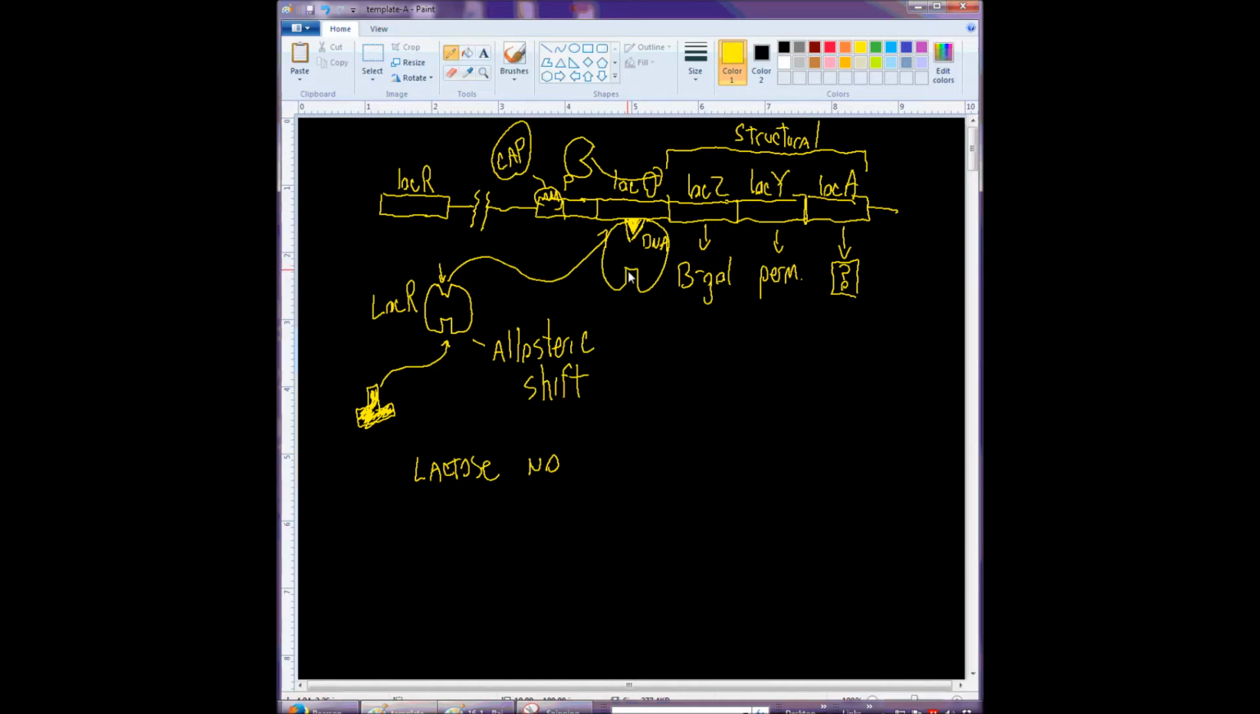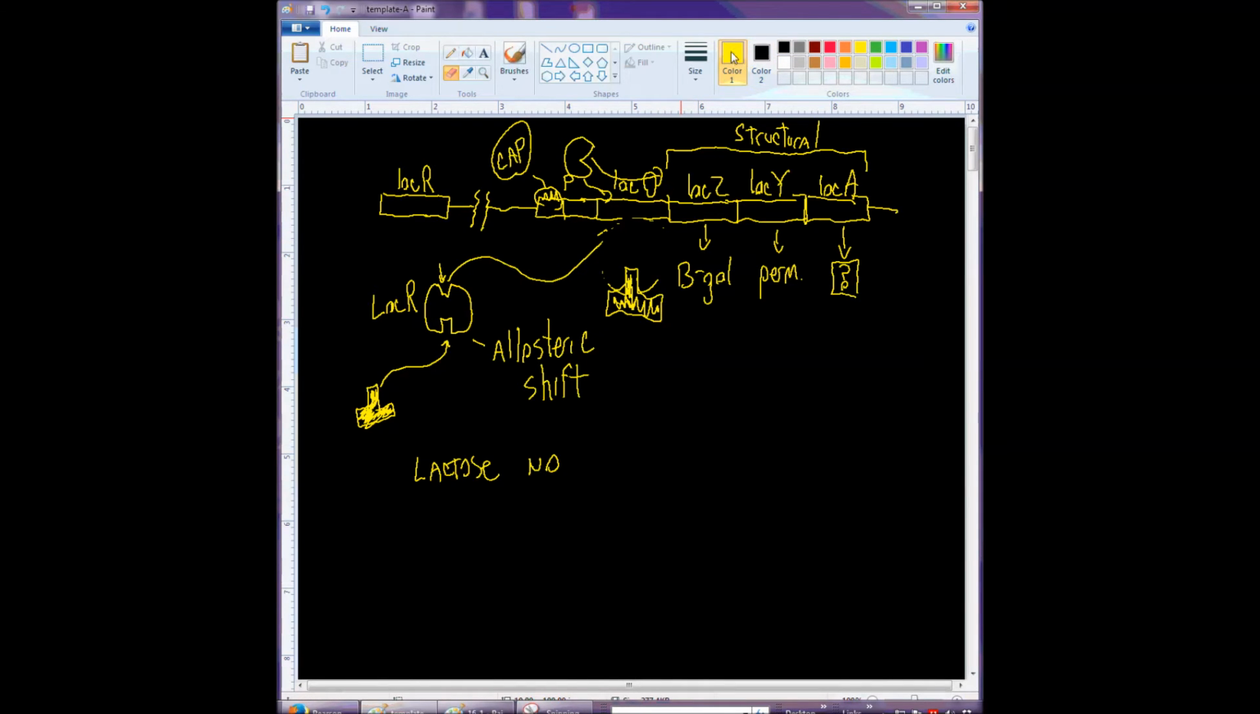Again, okay, so no lactose around, the LAC-R protein binds to the operator and polymerase cannot transcribe the structural genes. And okay, so lactose is present. So what happens? Okay, lactose will bind here, and then that gets rid of this binding site here, right? So I can erase all of this. Okay, I'm erasing this.